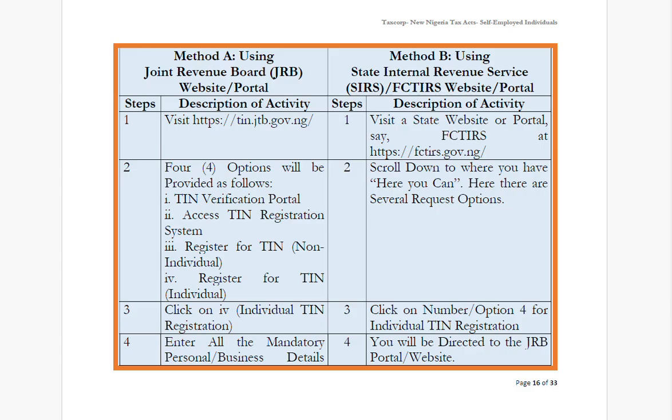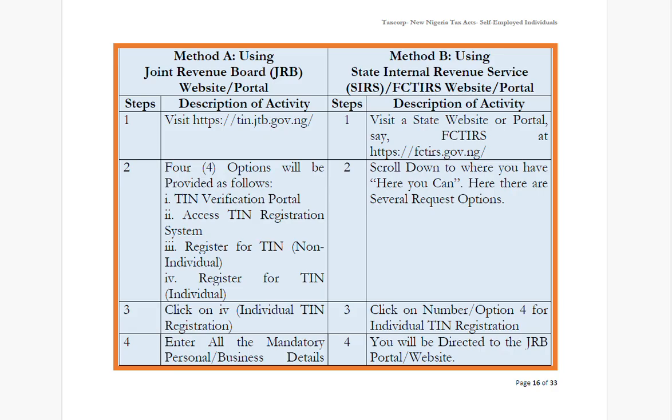So this table shows you the methods. You have on the left method A, on the right method B. They are similar, they're almost the same thing, just that when you come to method B, at some point you'll be redirected to go to method A. So let's just look at the 9 steps in method A.